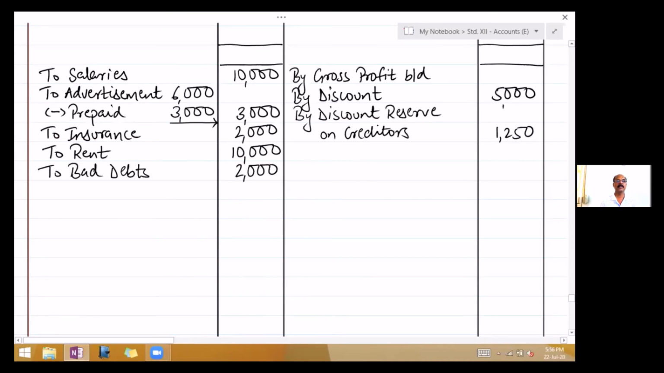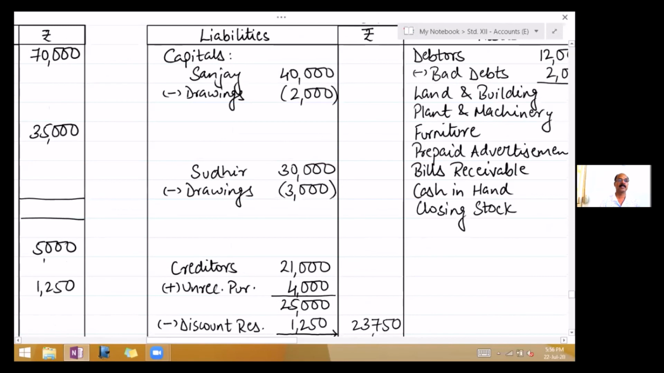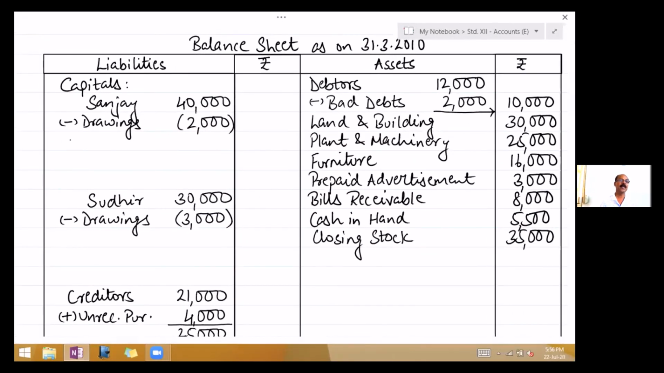Next, interest on drawings. You credit the P&L account. So, interest on drawings: Sanjay 200 and Sudhir 300. Total interest on drawings is 500. And the second effect, go to the liability side and deduct from capitals. Minus drawings as well as interest on drawings are two figures to be deducted.